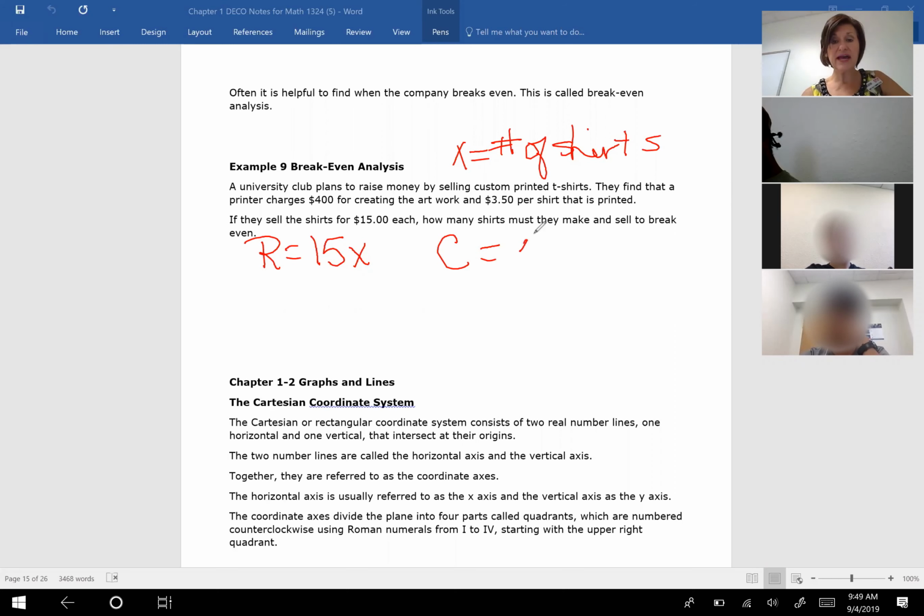$400 off the top, because they had to pay for the artwork. Then did they have another expense? Okay, so it would be $400 plus an additional $3.50 times each shirt. Does that make sense how we just wrote these out? All right, so I have to know what the amount is that I'm going to get for every shirt that I sell. I have to know what it costs me to make the shirts. And then what would I do to find my break even?